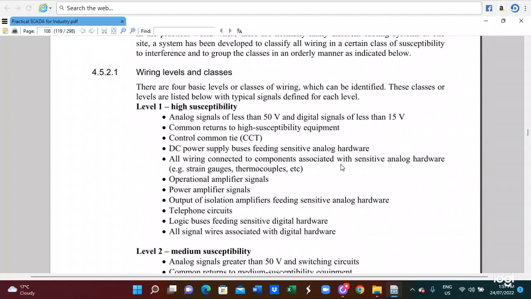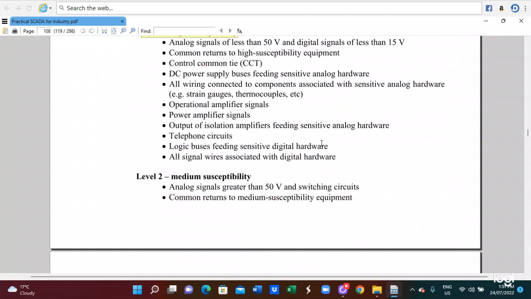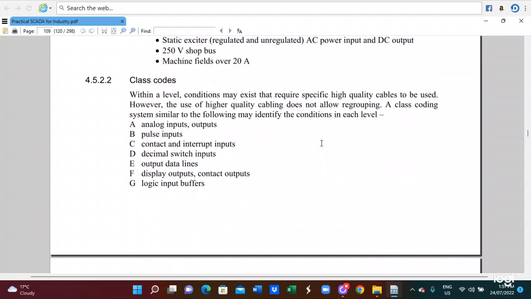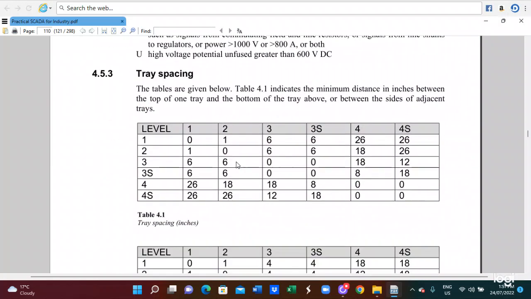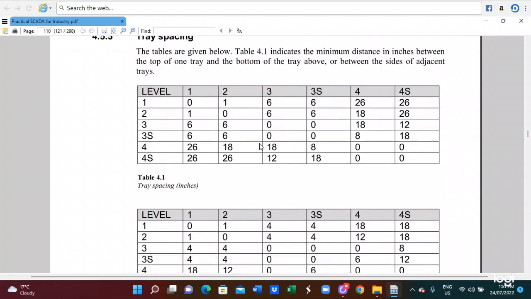Cable spacing depends on the wiring level classes. So this is the level: how much signal will be susceptible? High susceptibility level, level 1, level 2, level 3. Now, depending on the level, we have to use the appropriate cable spacing. Depending on the susceptibility noise level, you have to put the spacing between the cables.